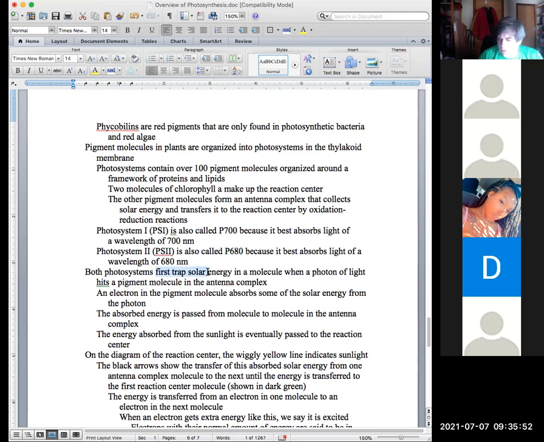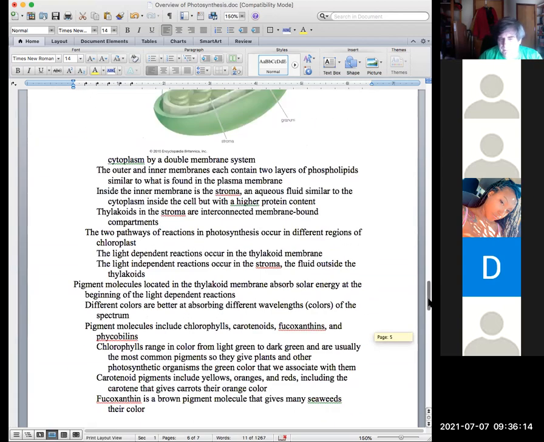So what do these photosystems do? First, they trap energy in a molecule. When light hits a plant, light is actually carried in little packages called photons. A photon is kind of like an electron. A photon of light hits one of these pigment molecules in the antenna complex.